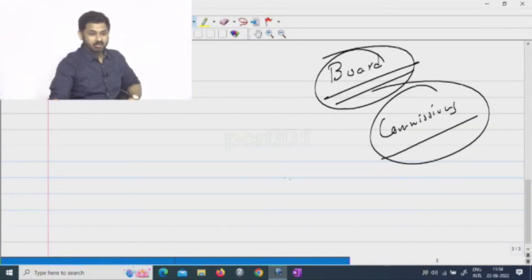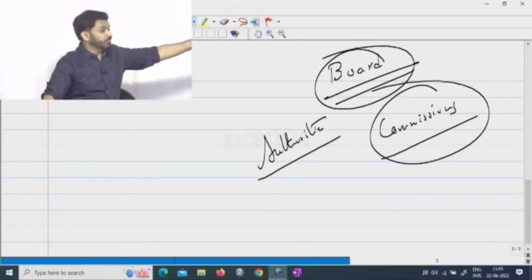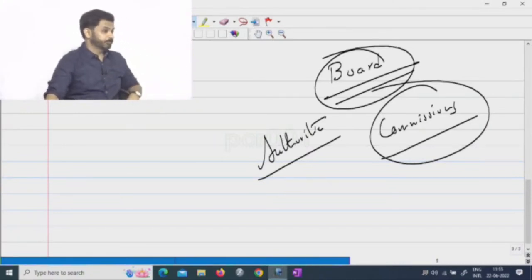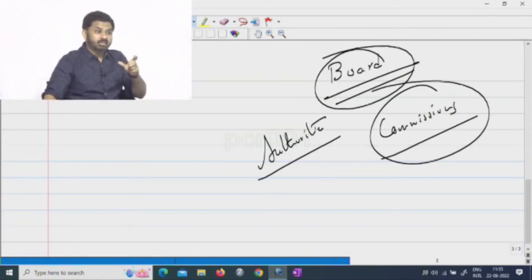Okay, then there are authorities also. Have you heard of authorities? There are regulatory bodies also, regulatory authorities, like TRAI is one of them. Have you heard of TRAI? Telecom Regulatory Authority of India. There are regulatory bodies, Delhi Development Authority, DDA. Many such development authorities are there. You see the types of organizations which are there.